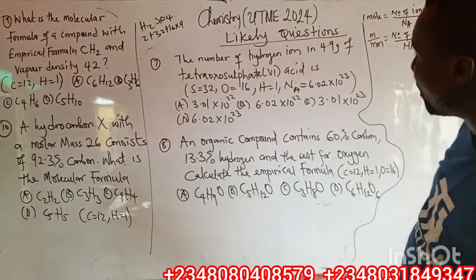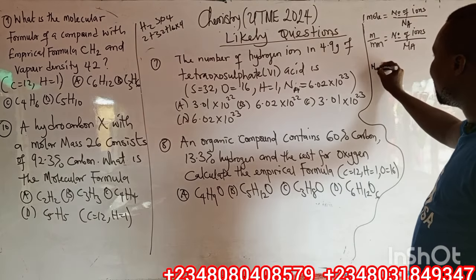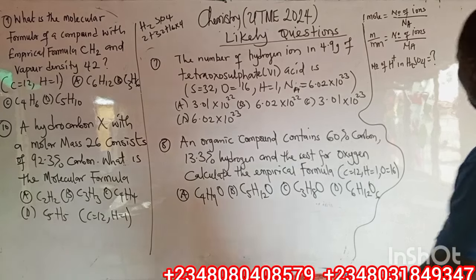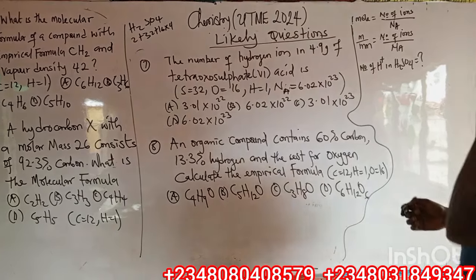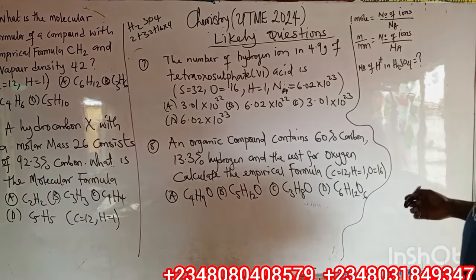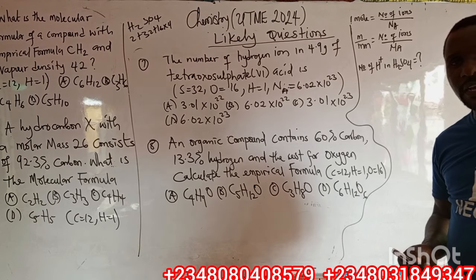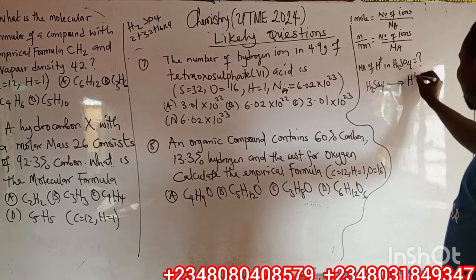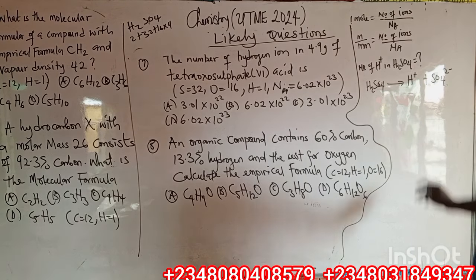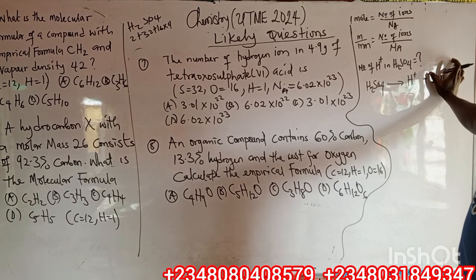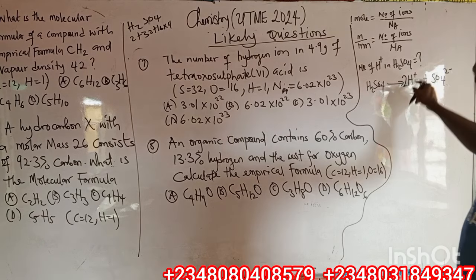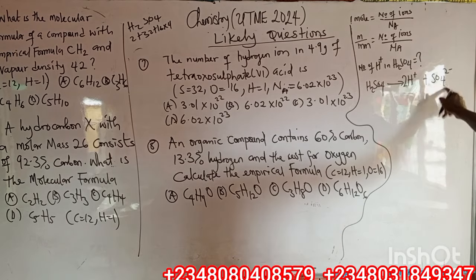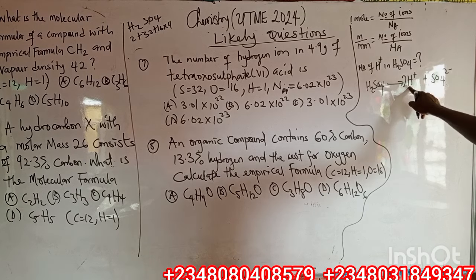The question says, the number of hydrogen ions in H2SO4 is unknown. You want to calculate the number of hydrogen ions in H2SO4. Before you can do that, let us look at this. When H2SO4 dissociates, you have hydrogen ion plus SO4 2 minus. That means for this SO4 to gain 2 electrons, I have to have 2 hydrogen ions. Take note of this. That means 2 hydrogen ions must be given in H2SO4. Because for SO4 2 minus, I need 2 moles of hydrogen ion.